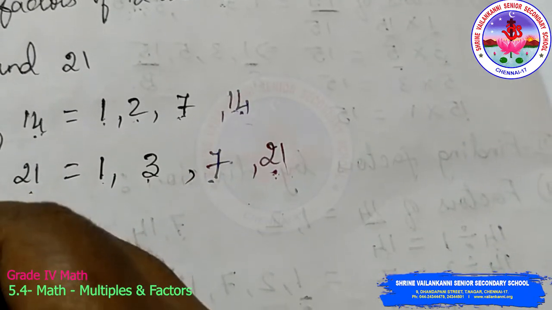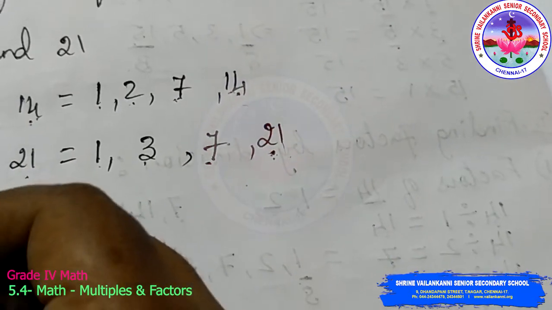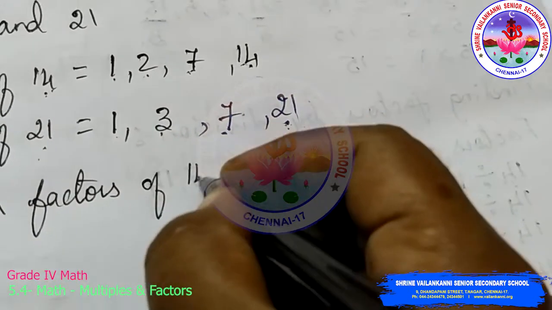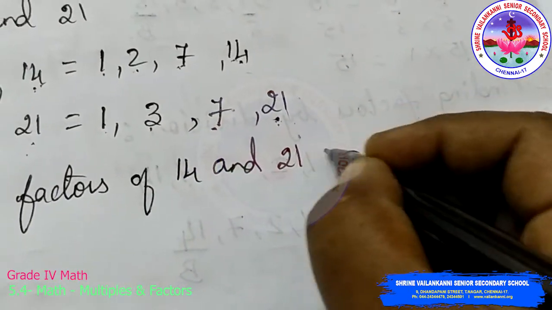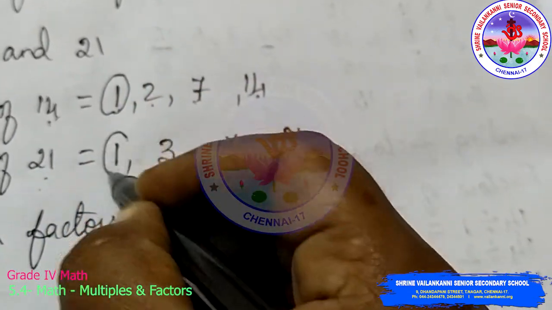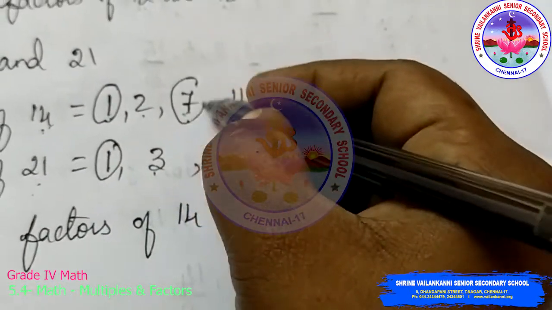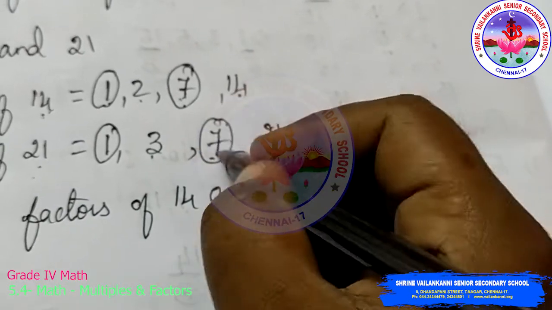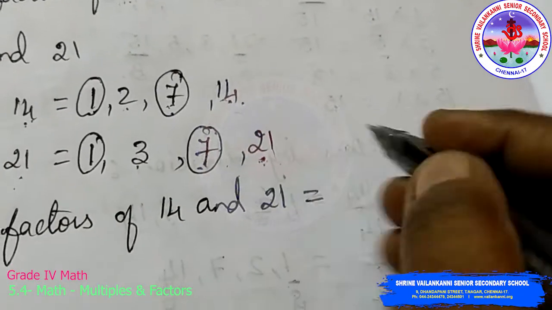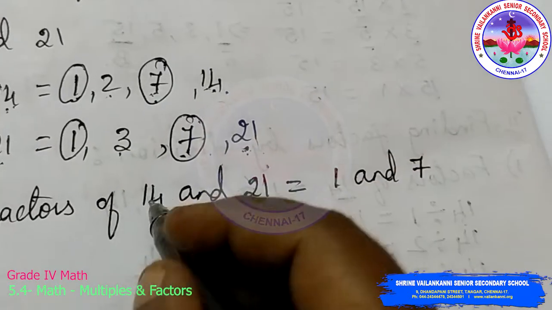After finding the factors of 14 and 21 separately, we are going to find the common factors. Factors of 14 and 21. Which are the common factors? 1, yes. 2, no. 7, yes. 14 and 21 are common in the 7 table. 14, 21, no. So here also we have 1 and 7 as the common factors of the numbers 14 and 21.